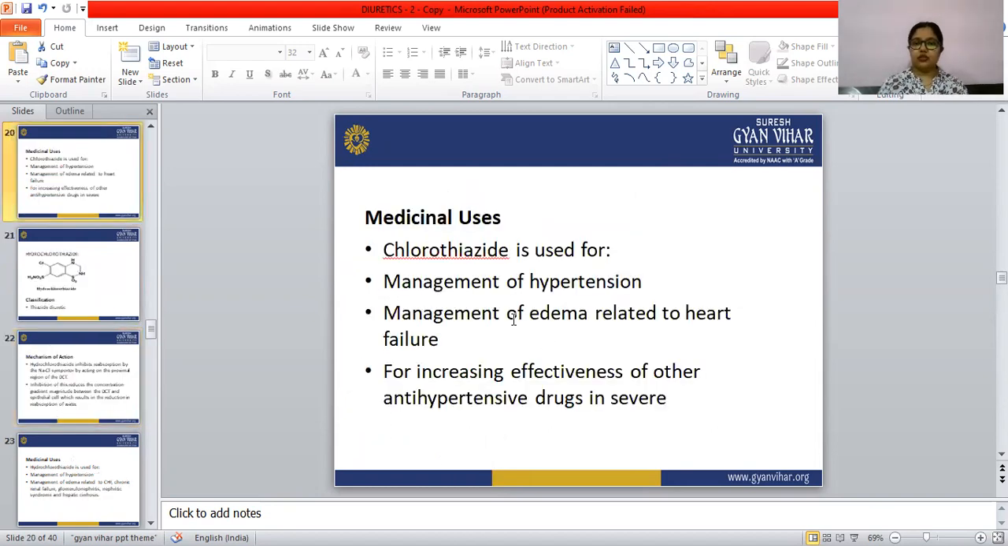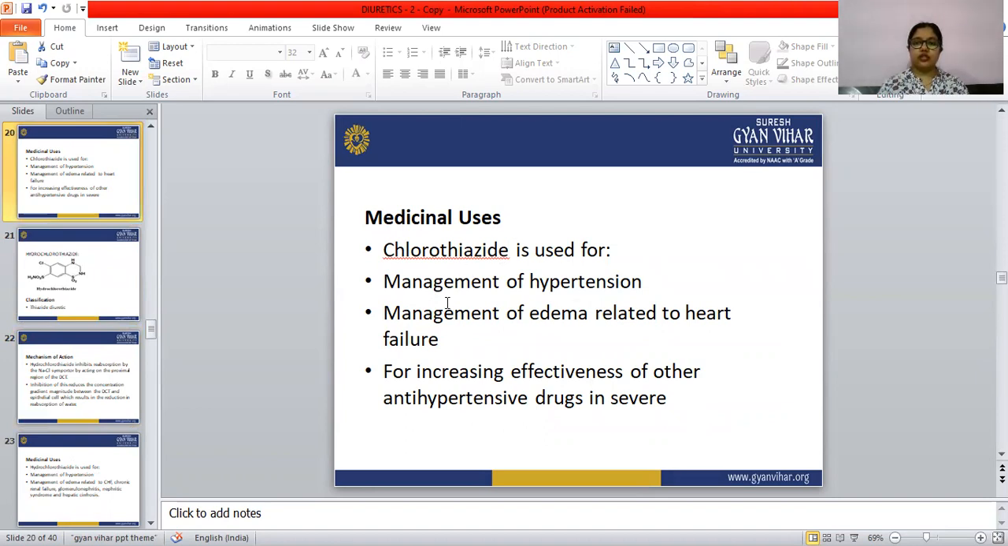Let's see the medicinal uses of chlorothiazide. Chlorothiazide is used for the management of hypertension and the management of edema associated with CHF, and for increasing the effectiveness of other antihypertensive drugs in severe conditions.